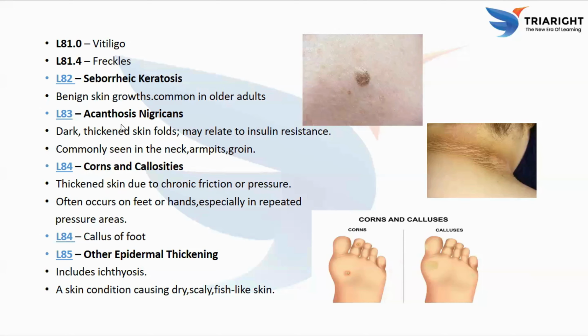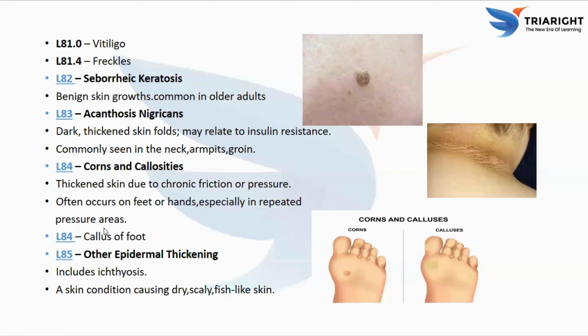So next is L83, acanthosis nigricans. So what do you mean by acanthosis nigricans? These are the dark, thickened, velvety patches on the skin. So they occur in the skin folds like in the areas of neck, armpits and groin. So these are often associated with the insulin resistance, obesity or other hormonal disorders. So you can also see the picture of the acanthosis nigricans over here. So dark, thickened, velvety patches you can find over the neck over here in this picture.